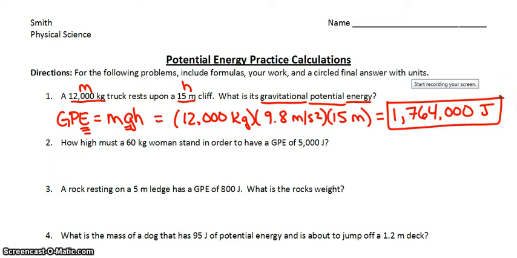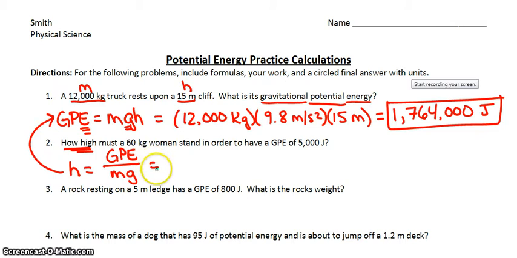Let's look at number 2. How high must a 60-kilogram woman stand in order to have a GPE of 5,000 joules? How high? What are they asking us to solve for? Height. So please look at your formula list. H equals, you should pick out GPE divided by mg, which remember is just a manipulation of that first formula.